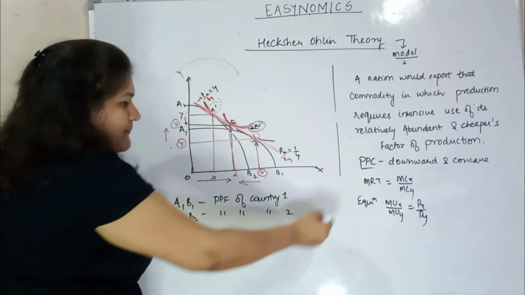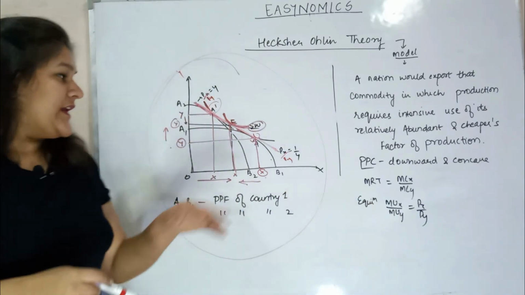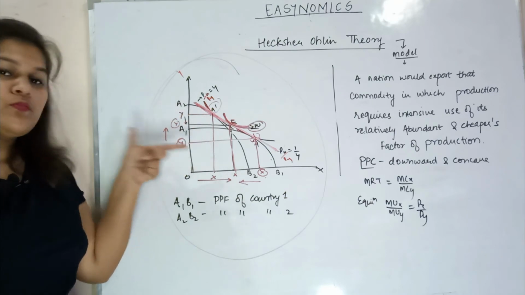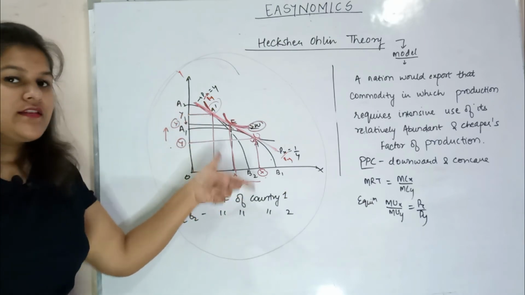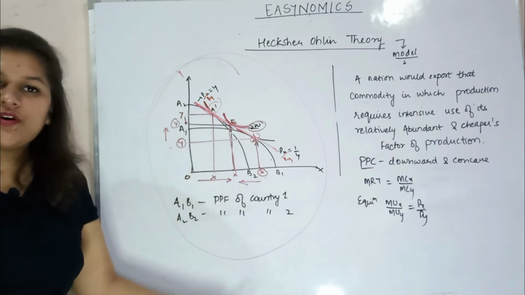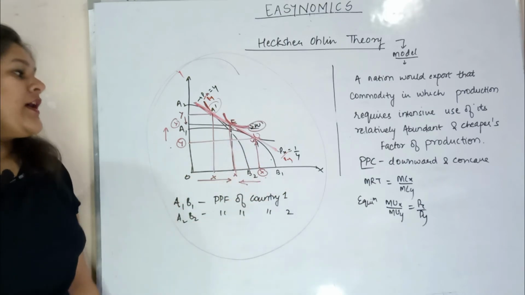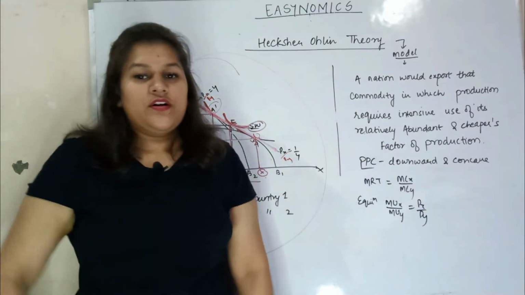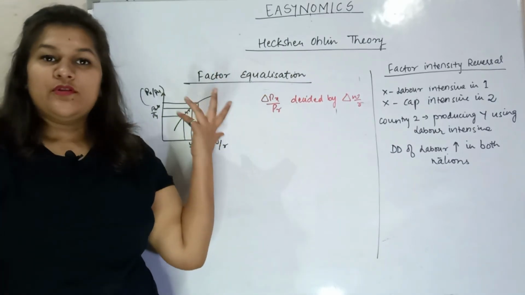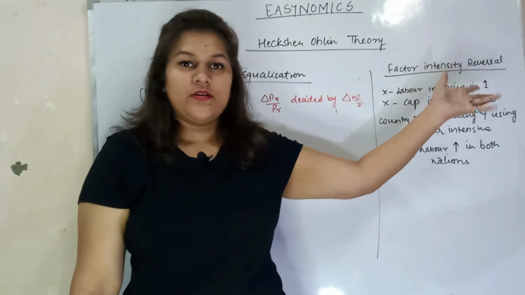So this is the basic model of Heckscher-Ohlin. This model explains incomplete specialization. See, both countries produce both goods, and now they are trading. They are not completely specialized in any one commodity like in comparative advantage or Ricardo's theory. So this is the new thing about the Heckscher-Ohlin theory. Let's further understand this model. Now let's study two concepts of Heckscher-Ohlin theory, that is factor price equalization theorem and factor intensity reversal.